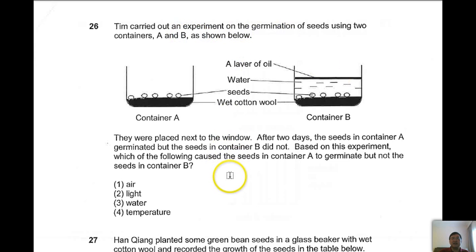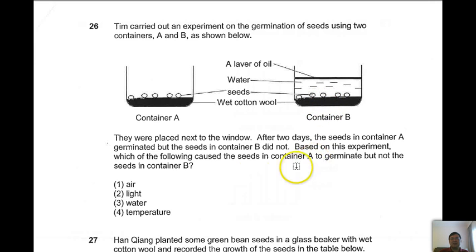This experiment is conducted. They are placed next to the window, in the same location, both. After 2 days, the seed in container A germinated, but the seed in container B did not. So this one is correct, it germinated. This one was left like this, as good as cooking the seed. I am not very sure why.